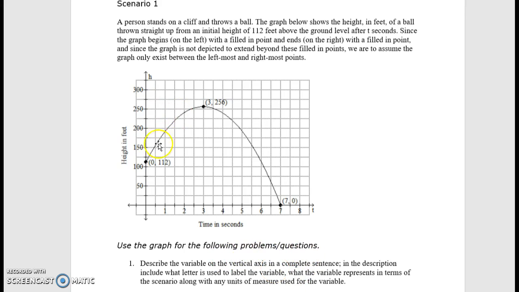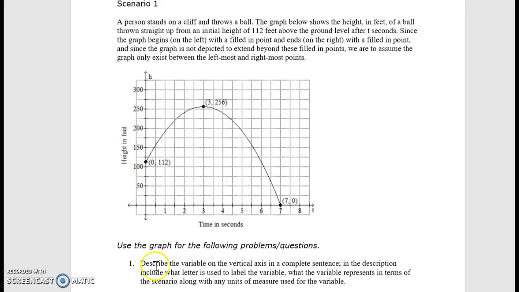Some things that we want to notice in this graph is this graph has endpoints. You have a left endpoint here at (0, 112), and you have a right endpoint at (7, 0). And because the graph is not drawn to extend beyond either of those endpoints, this graph would only exist in quadrant 1, where we are actually seeing it. It's not going to the left of that (0, 112). It doesn't exist, and it's not going anywhere more to the right of the (7, 0) point. It doesn't exist beyond that.